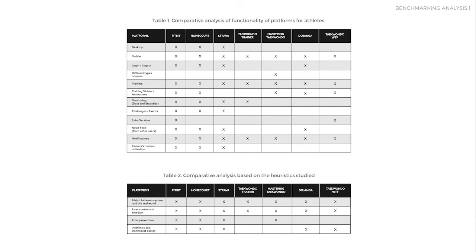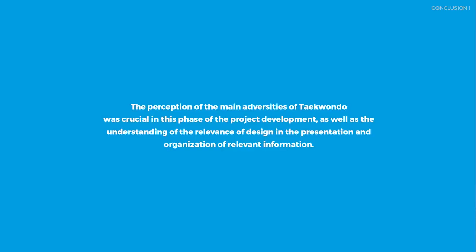Thus, it becomes clear how essential it is for athletes to have a clear perception of the various information relating to training, since a poor interpretation of the results will influence the athlete's future performance in the long term. The inclusion of technology in support is a fundamental pursuit for the physical and mental development of athletes. The perception of the main adversities of Taekwondo was crucial in this phase of the project, as well as the understanding of the relevance of design in the presentation and organization of the relevant information. The correct digitalization and ranking of information allow athletes to explore new ways of improving their performance.